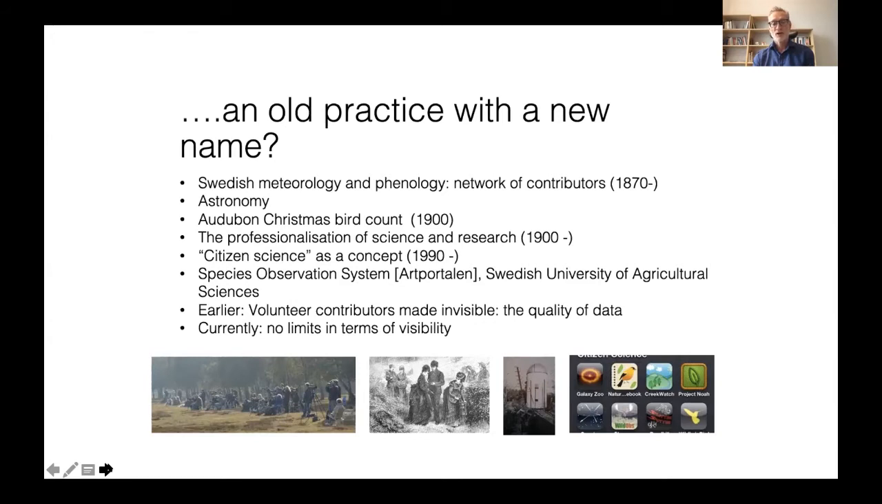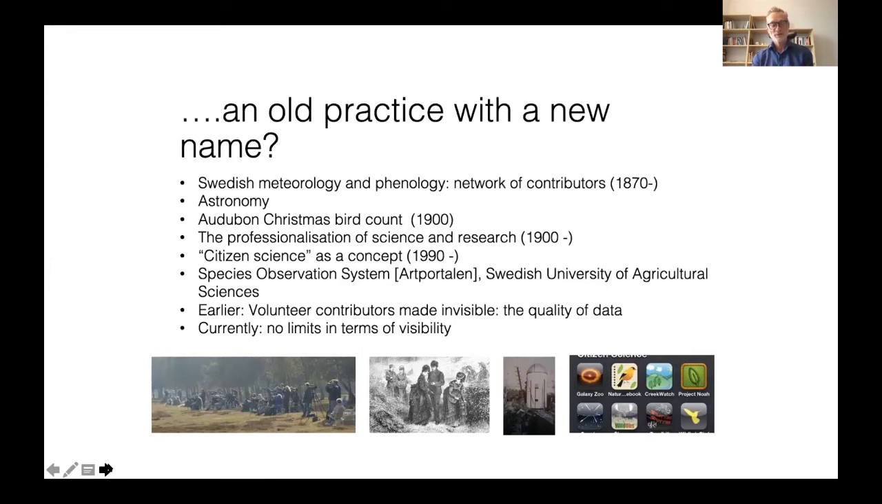Instead, outsiders that collected data for scientists were made invisible in final publications because of a worry about the quality of data and the way that peers or peer reviewers would look upon that type of data. And that still occurs, actually. I've just peer reviewed a couple of articles where that still occurs, that you make the volunteer contributors invisible, which is now considered one of the more problematic ethical legacies of citizen science. So earlier, if volunteer contributors were made invisible because of the risk of peers' comments on the quality of data, there currently are actually no limits in terms of visibility for the outsiders.